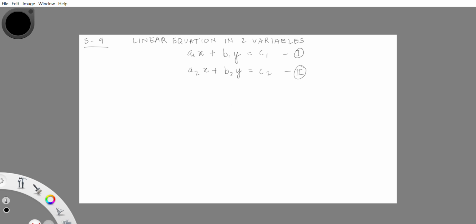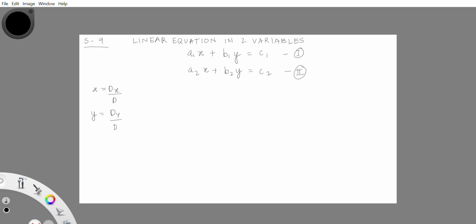Now, in order to solve this by Cramer's rule, the solution is given as x equals dx by d and y equals dy by d. Now the question is, what is dx, what is dy, and what is d?